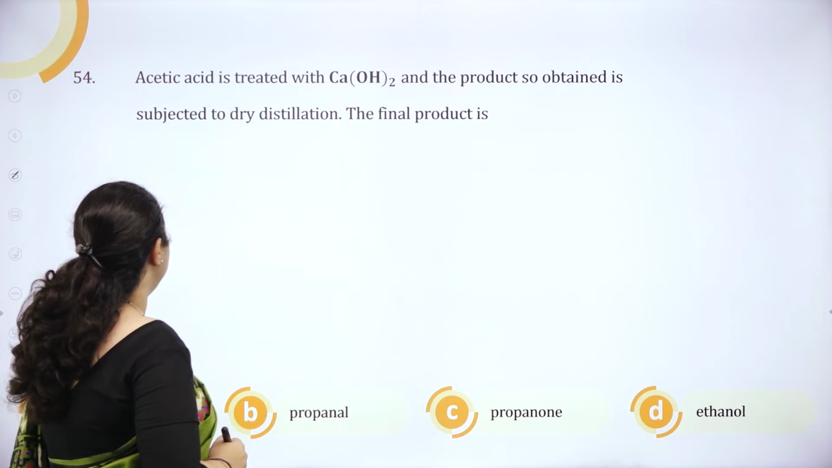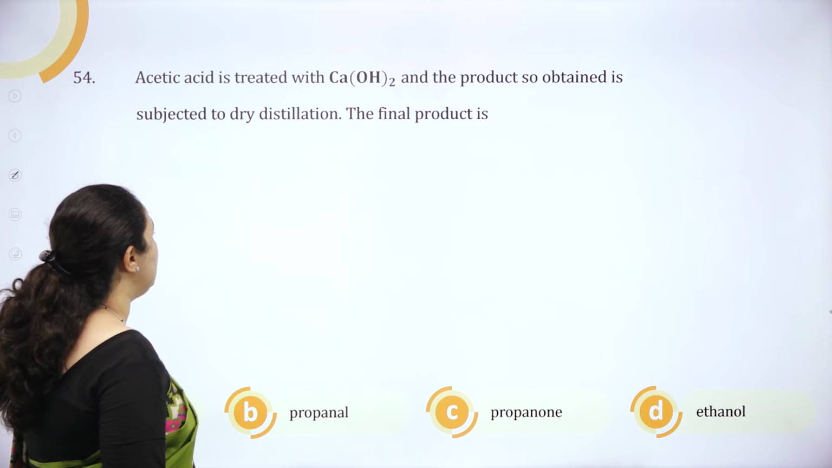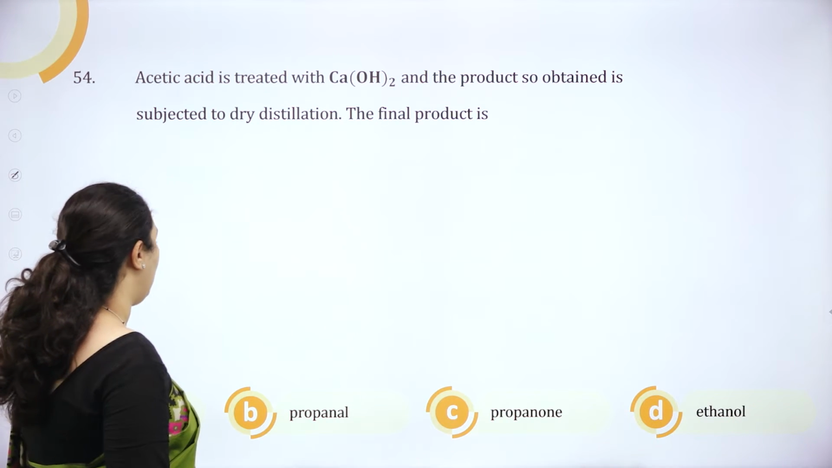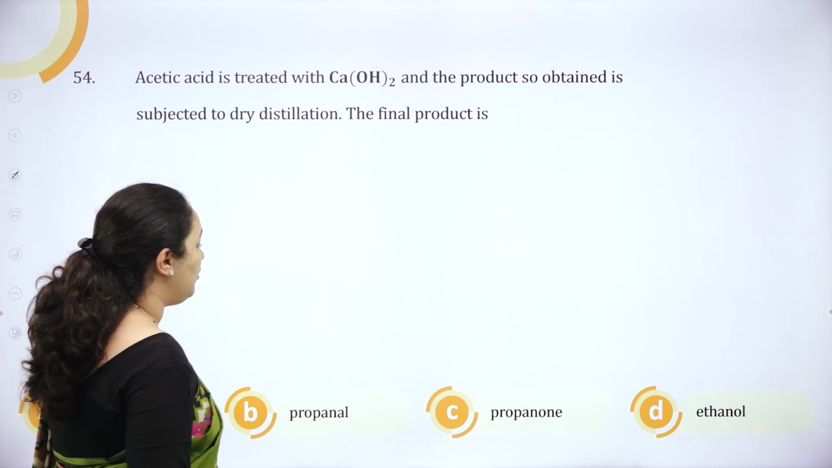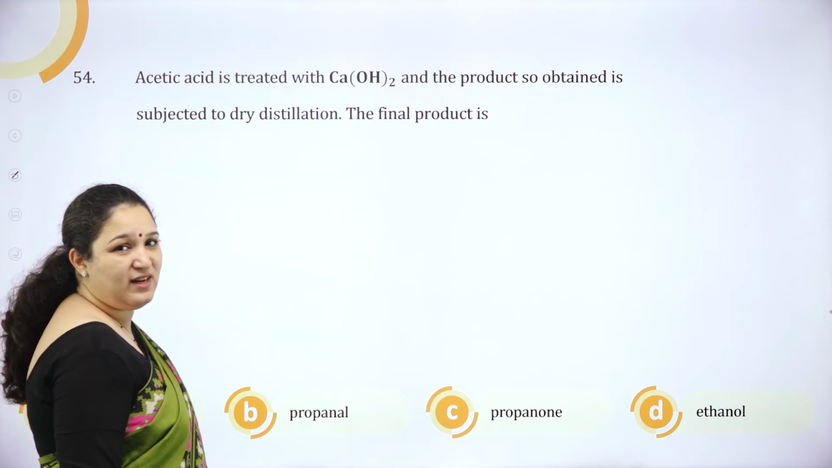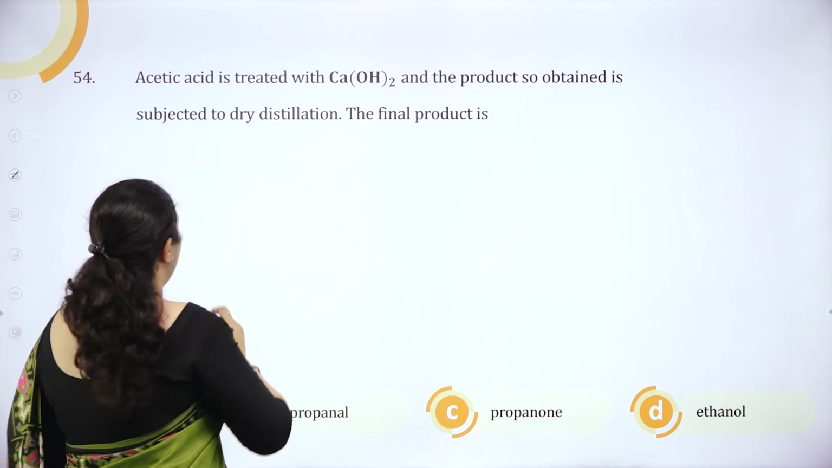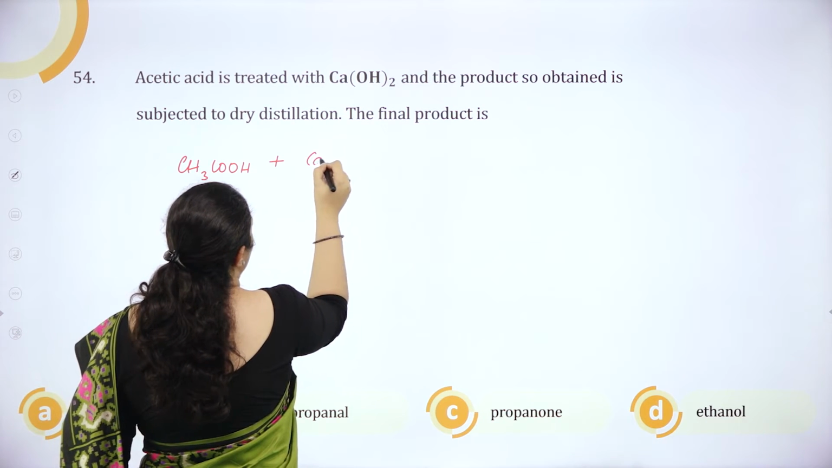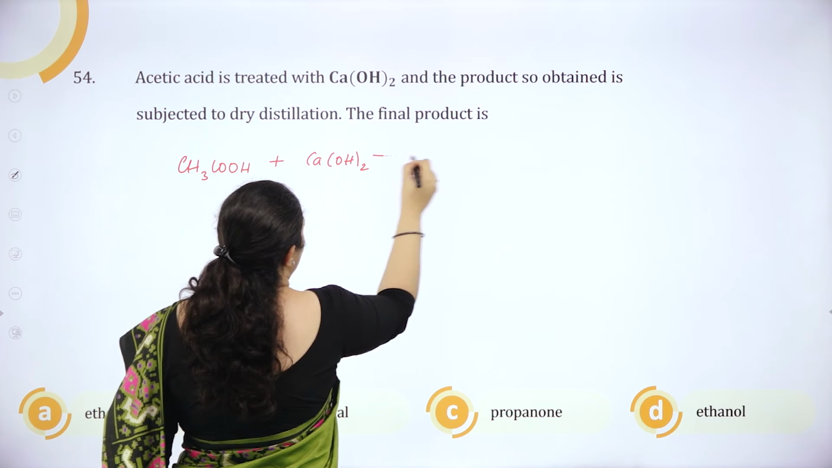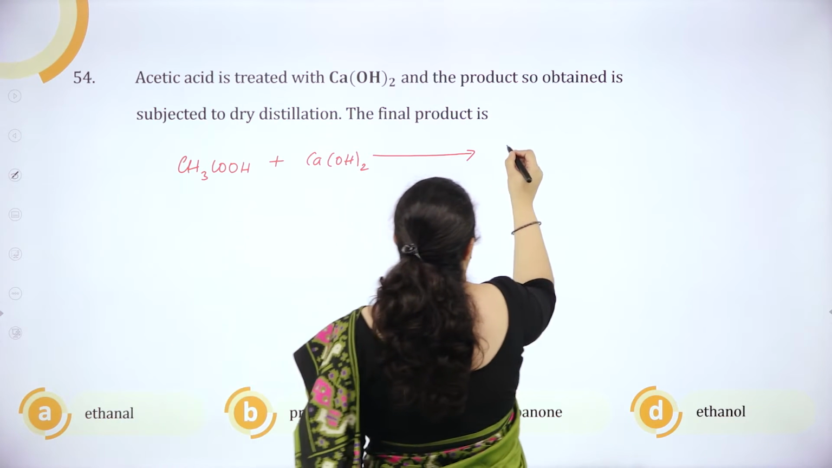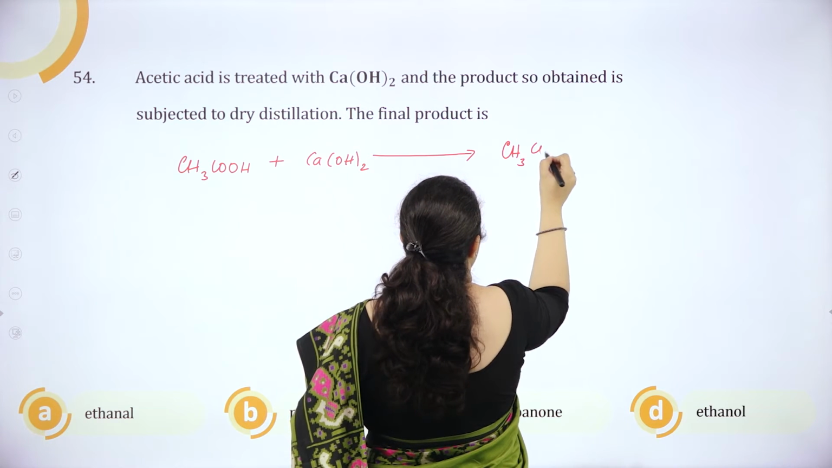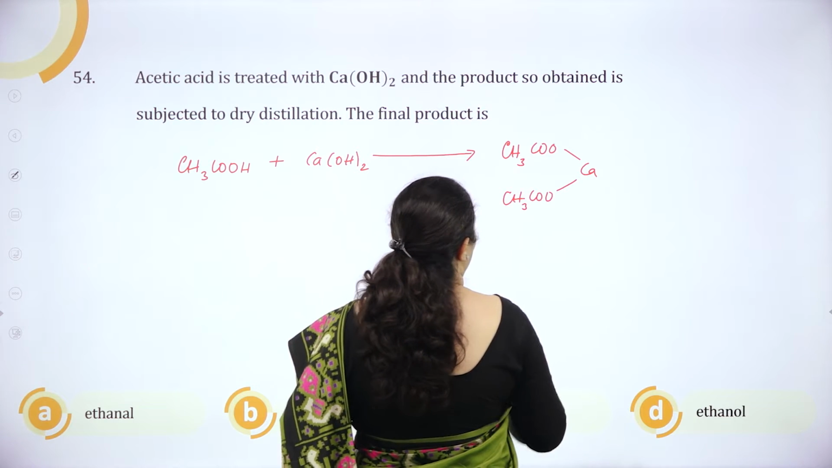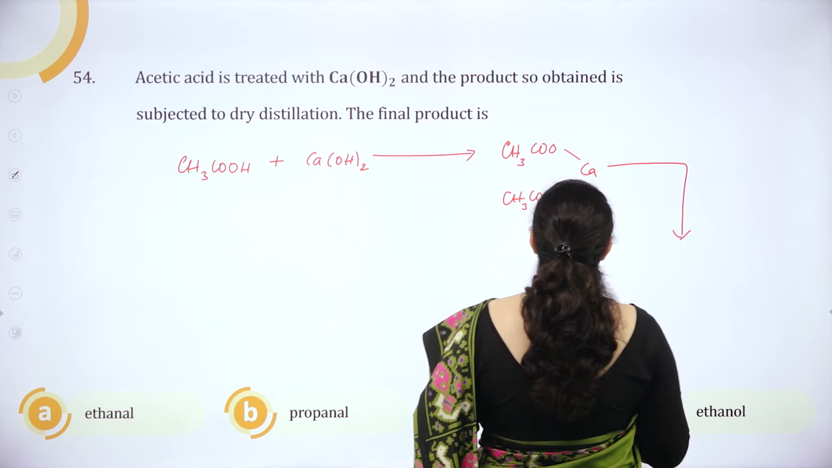Next question. Acetic acid is treated with Ca(OH)2 and the product so obtained is subjected to dry distillation. The final product is: ethanol, propanol, propanone, ethanol. So we'll write the reaction, we'll get the answer. Acetic acid is CH3COOH. When it is treated with Ca(OH)2, what is going to happen? You are going to get (CH3COO)2Ca, calcium acetate. This is further subjected to dry distillation.